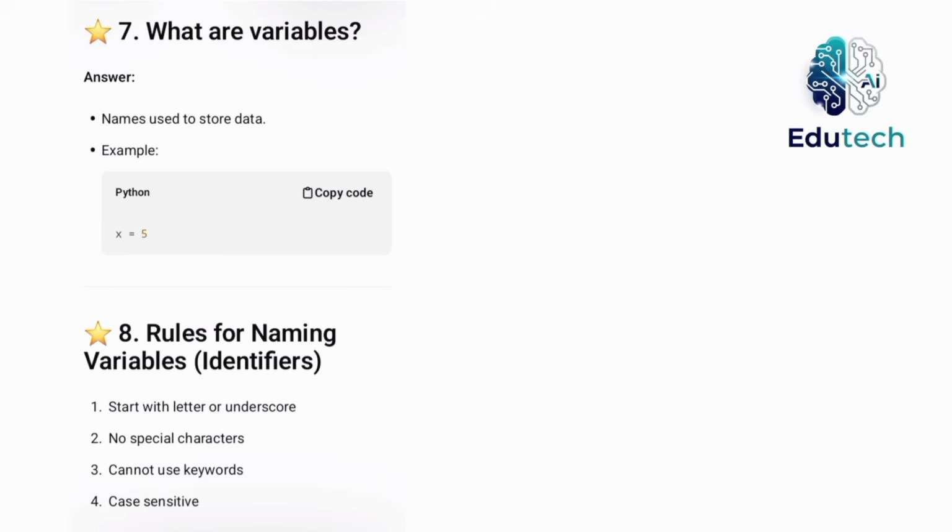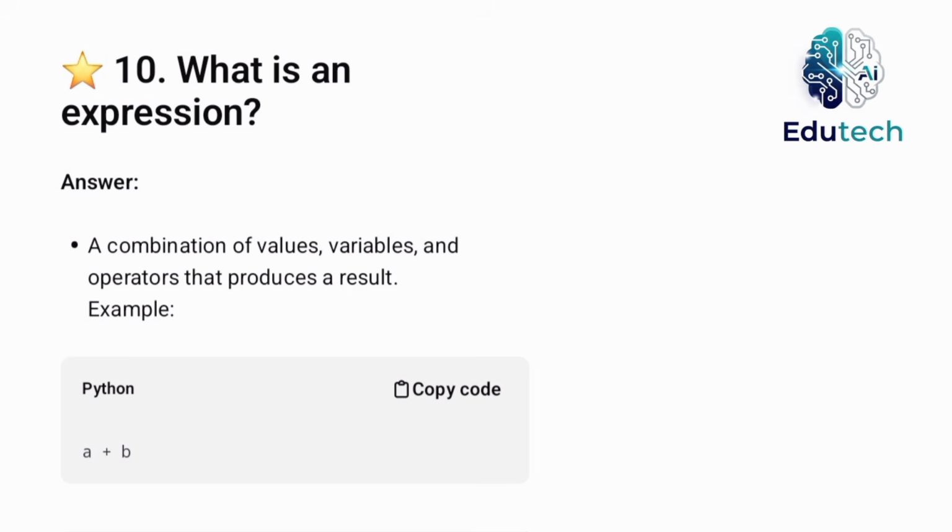What are variables? Names used to store data. Rules for naming variables or identifiers: start with a letter or underscore. No special characters. Cannot use keywords. Case sensitive. What is an expression? A combination of values, variables, and operators that produces a result.